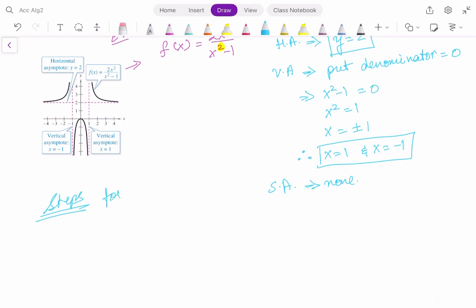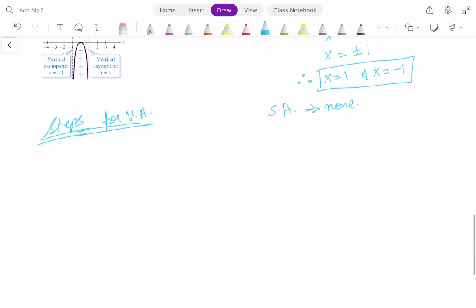Now, a few steps we need to keep in mind for vertical asymptotes, because we have just talked about them verbally. Let's write it down. The first thing is you need to factor the numerator and denominator if possible, because I cannot directly put the denominator equal to 0 to get the vertical asymptote. First, it needs to be in factored form, and if there is any cancellation or any restriction in the domain, we need to write it down.